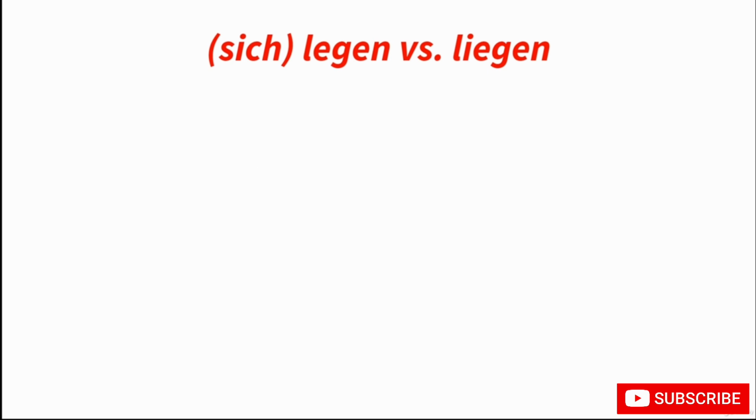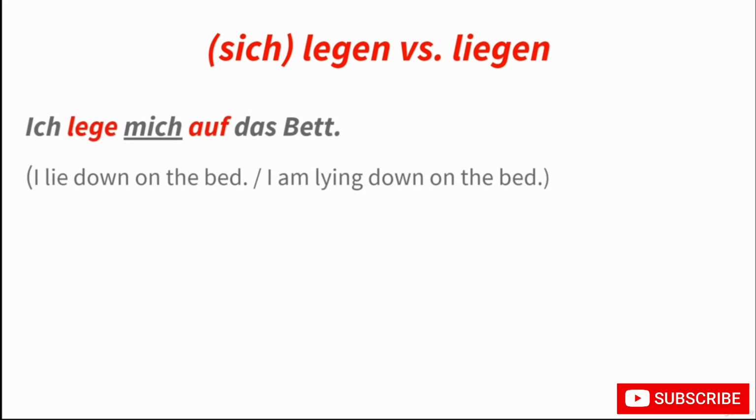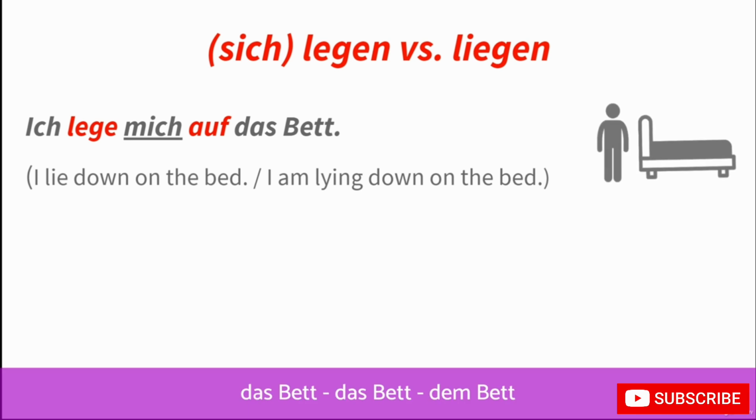Let's do some examples to understand the subject better. Ich lege mich auf das Bett means I lie down on the bed or I am lying down on the bed. There is an action here. Now I am standing up, but I have an intention to lie down on the bed. That's why, in this case, lege must be used and I am lying down by myself. That's why sich legen is used here.